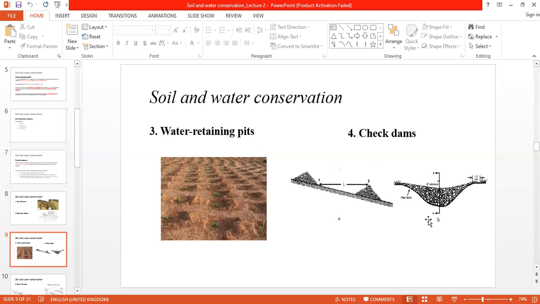These are common in Eastern Province. They usually use these small pits. They call it gampan. You just dig small pits here, but the actual purpose is for water retention. So you want water to be stored in here, but because of the roughness that you have created, it also blocks water movement on the surface. So that's the water retaining pits.